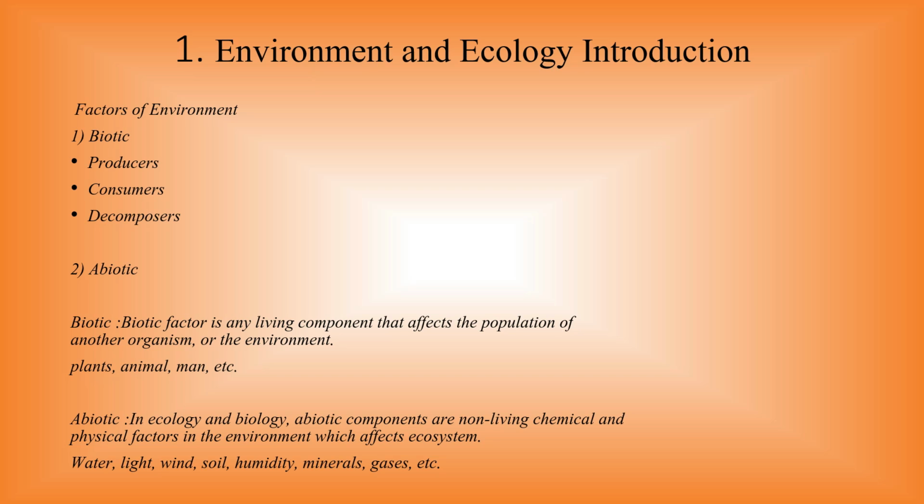Now we are going to see what are abiotic factors. In ecology and biology, abiotic components are non-living chemical and physical factors in the environment which affect the ecosystem. These are water, light, wind, soil, humidity, minerals, gases, etc. Abiotic factors are nothing but non-living parts of the environment that can often have a major influence on living organisms, that is biotic.